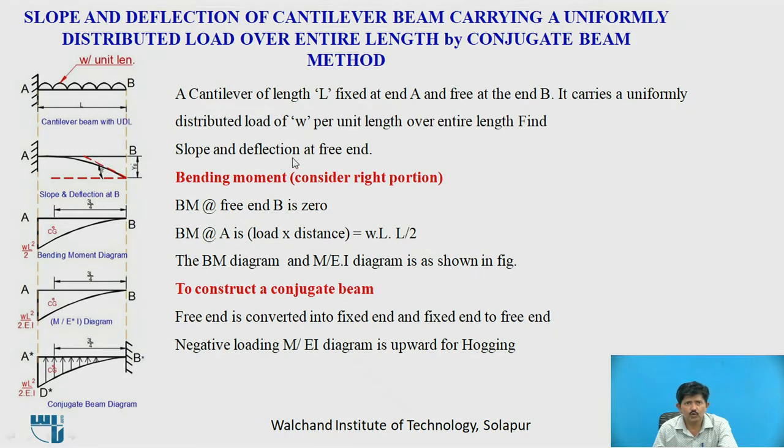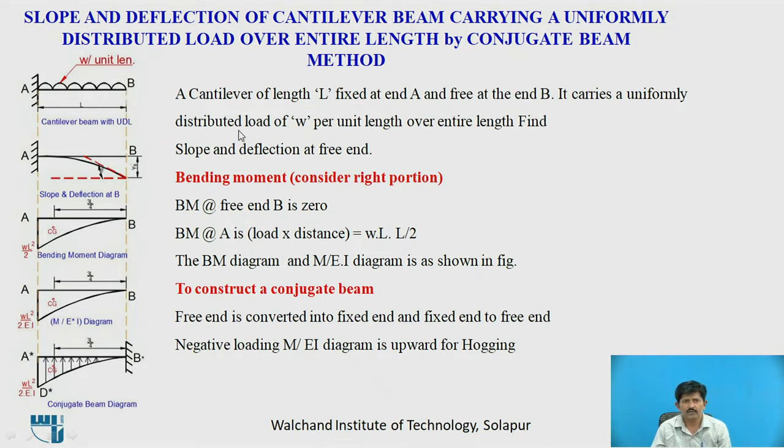Now, you will find the slope and deflection of a cantilever beam carrying uniformly distributed load over the entire length by the conjugate beam method. So, let L be the length of the beam and it is carrying a uniformly distributed load, that is W per unit length. It is fixed at A and free at B.